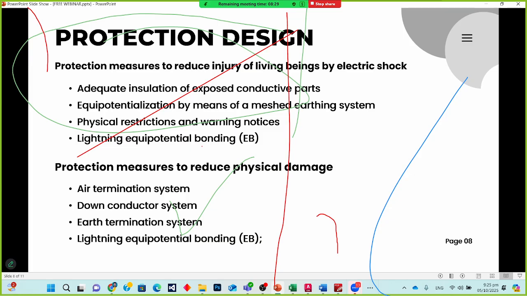And then the protection measures to reduce physical damage are air termination systems like finials, electrical lightning protection, the down conductors of those finials, the earth termination systems, and lightning equipotential bonding. These four types we have to give.